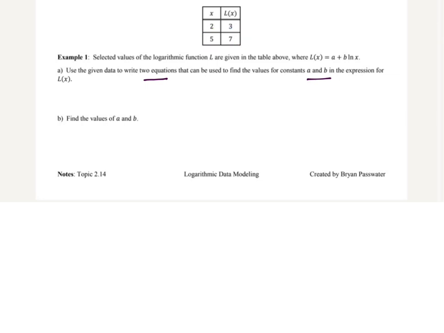So it says L of x is equal to a plus b natural log x. So for L of x on the top equation, I'm going to have 3 equal to a plus b natural log what? What's the x value when the output's 3? Yeah, natural log 2. So that's our first equation. Our second equation that could be used here is 7 equals a plus b natural log what? 5. Natural log 5.